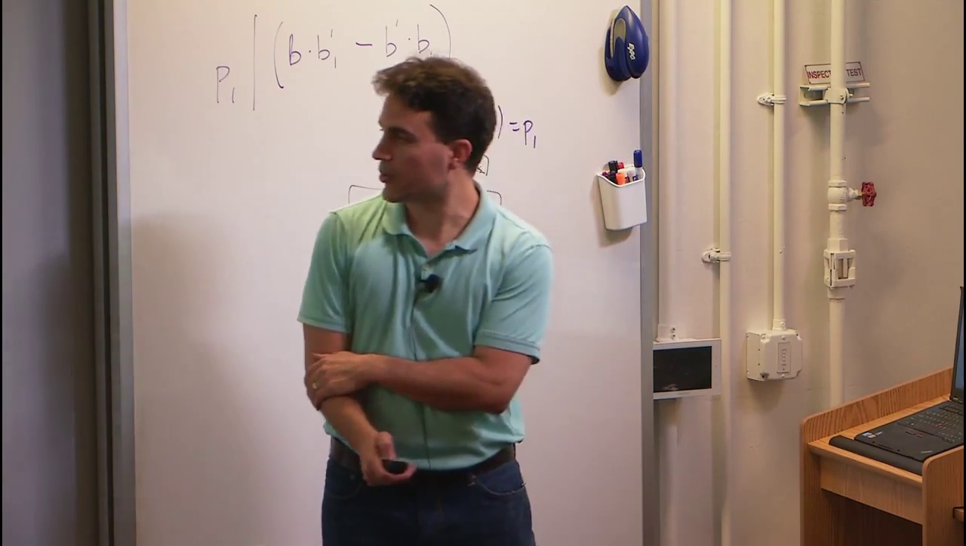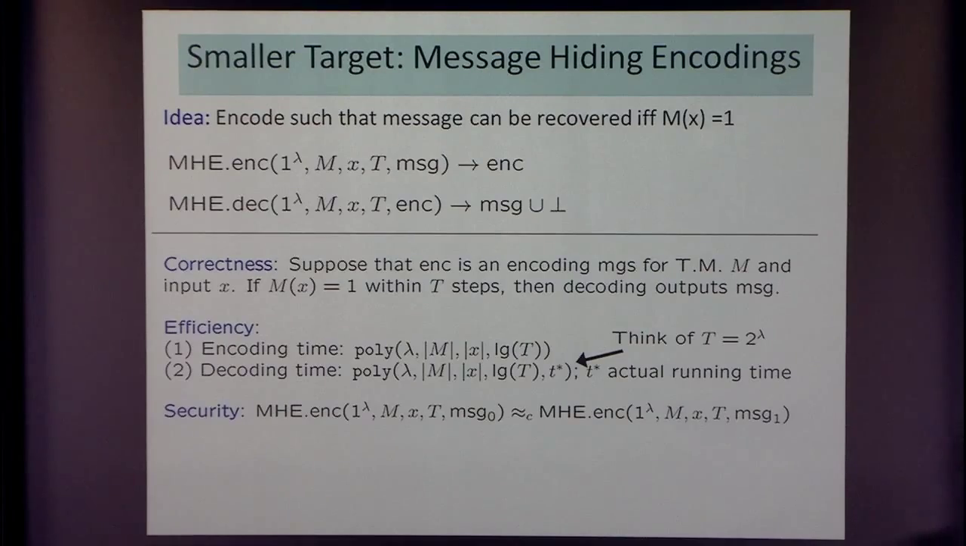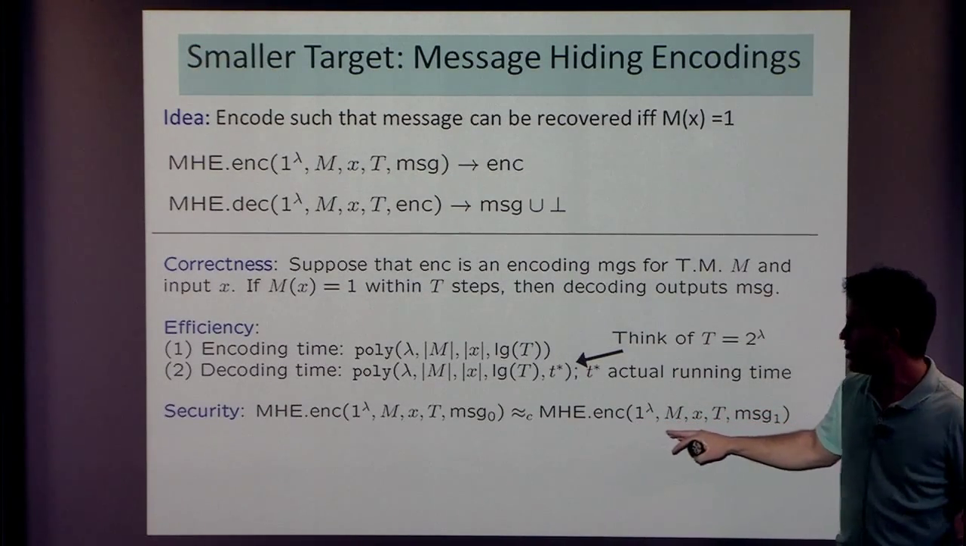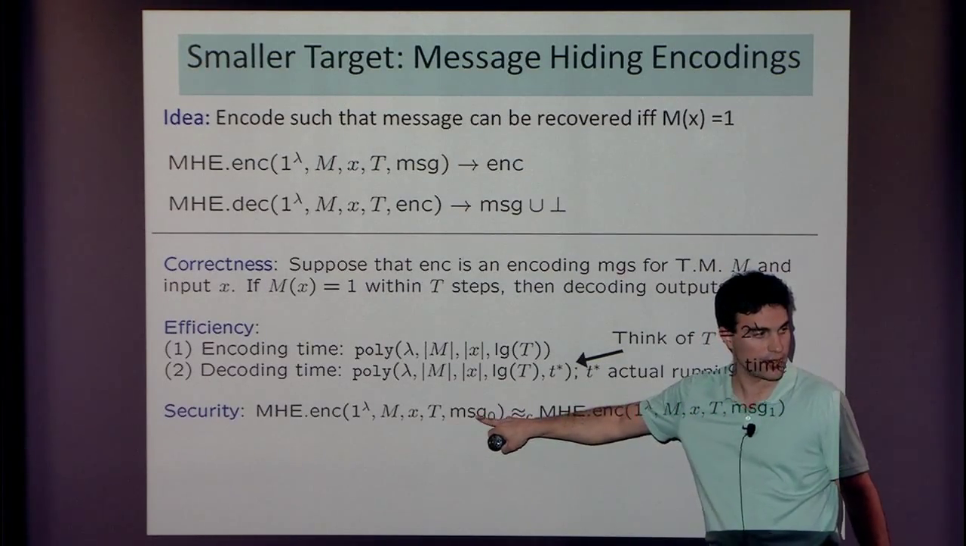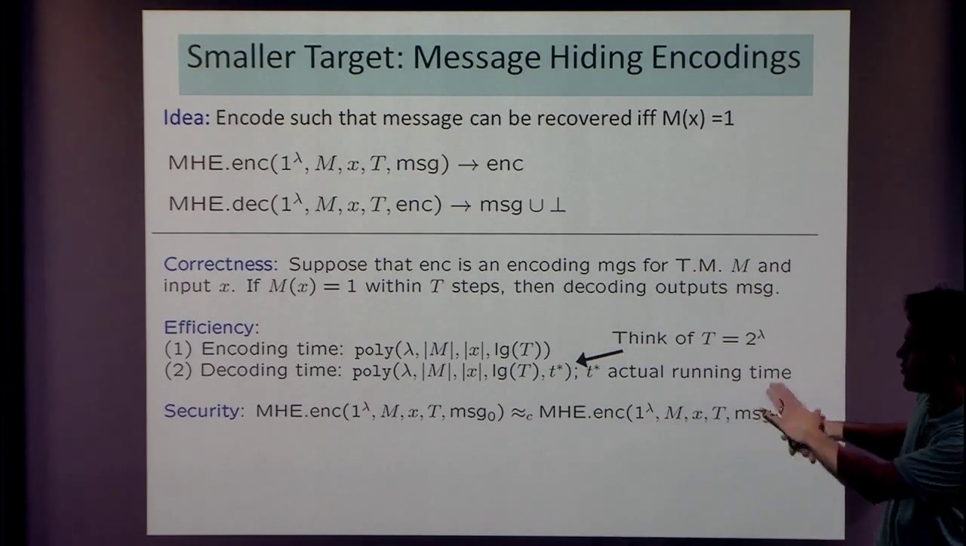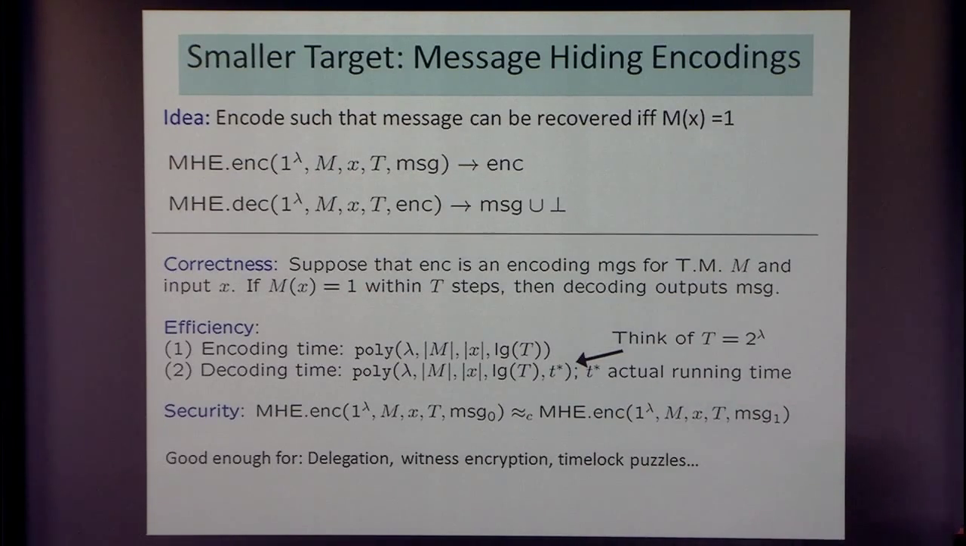Sorry. No problem. Okay, and also the security property we want is that if M of X is equal to 0, if it's not 1, then it should be computationally difficult to distinguish between an encoding of message 0 and an encoding of message 1. And this is only when M of X is equal to 0. We don't have that on the slide.